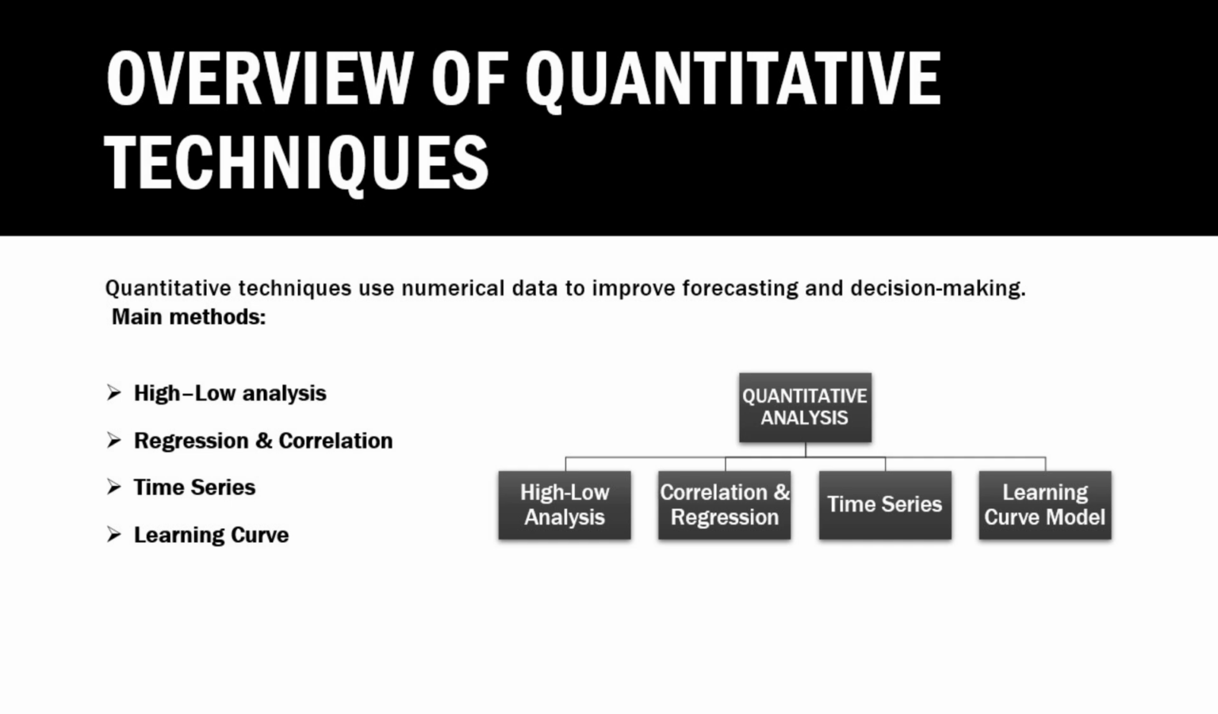Overview of quantitative techniques. Quantitative techniques mean using numerical data for planning and forecasting. The four main tools are high-low analysis, regression and correlation, time series analysis, and the learning curve model. Together, they allow businesses to interpret costs, trends, and efficiency improvements.